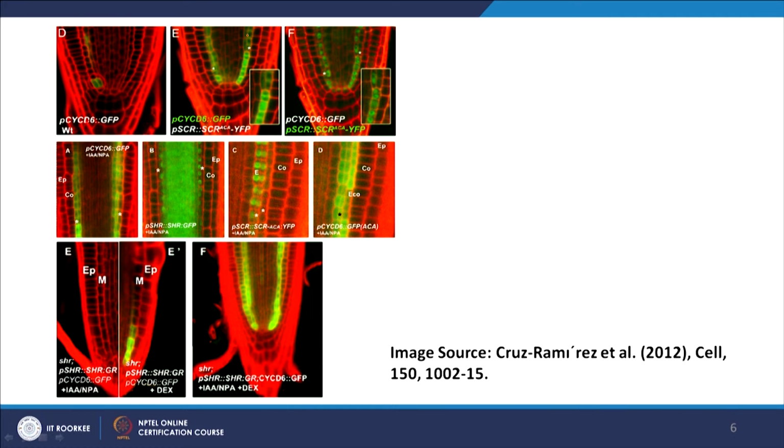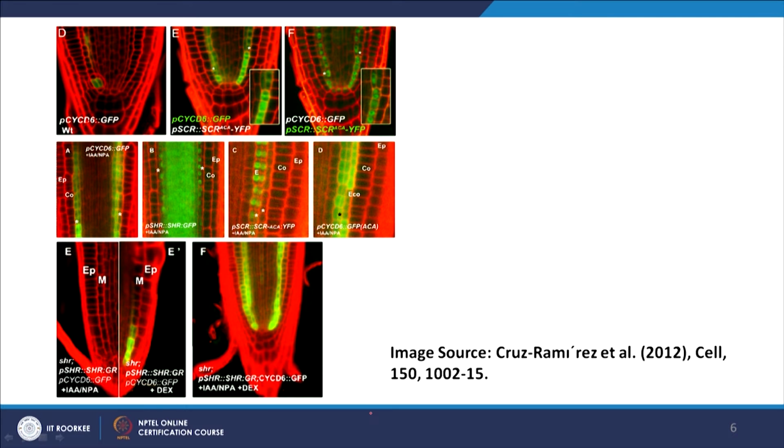So, it expands in both the layers. This tells that this interaction is not only important in maintaining the number of cell layers, but it is also important in restricting or regulating the expression domain of cyclin D.